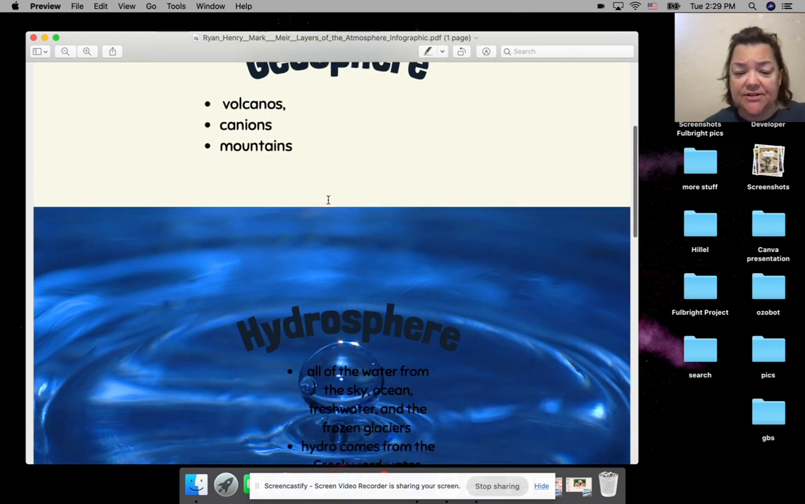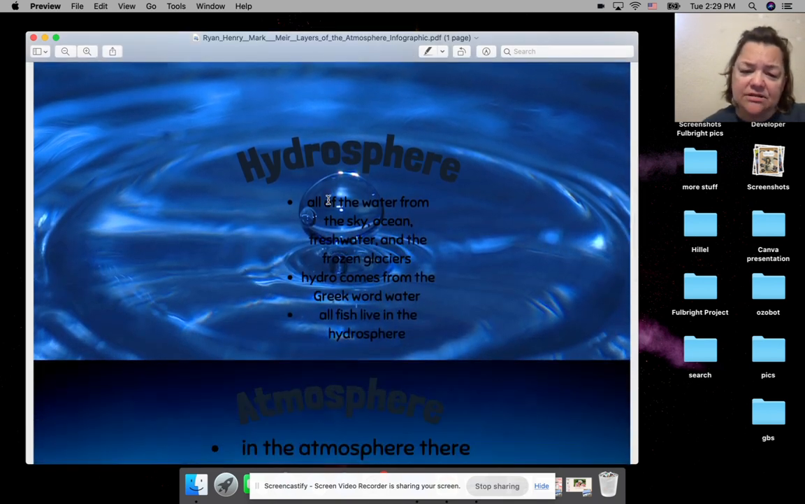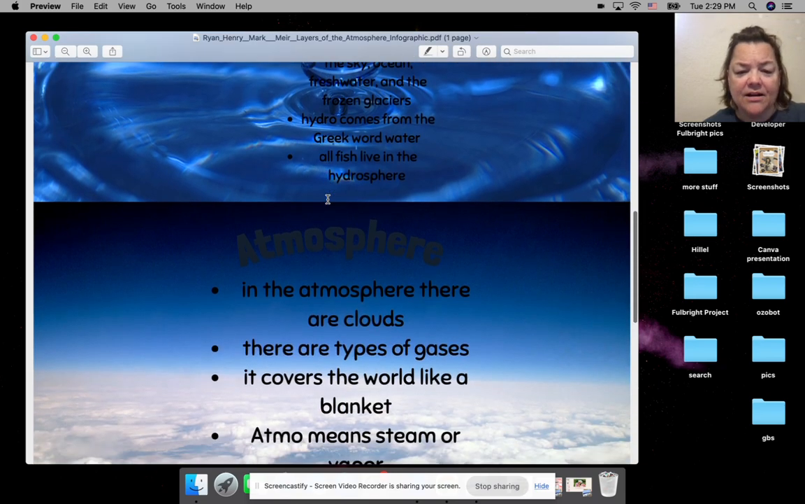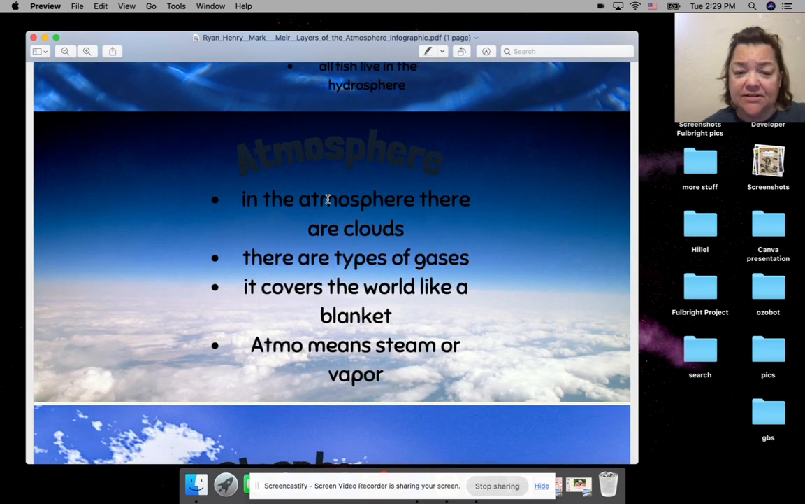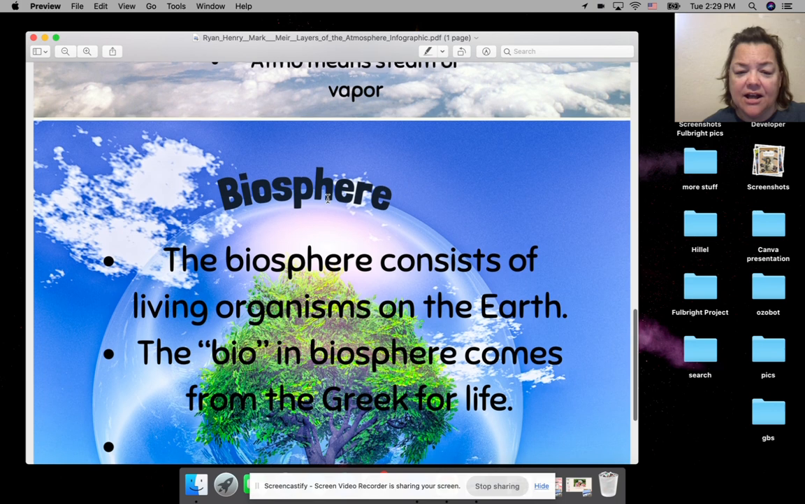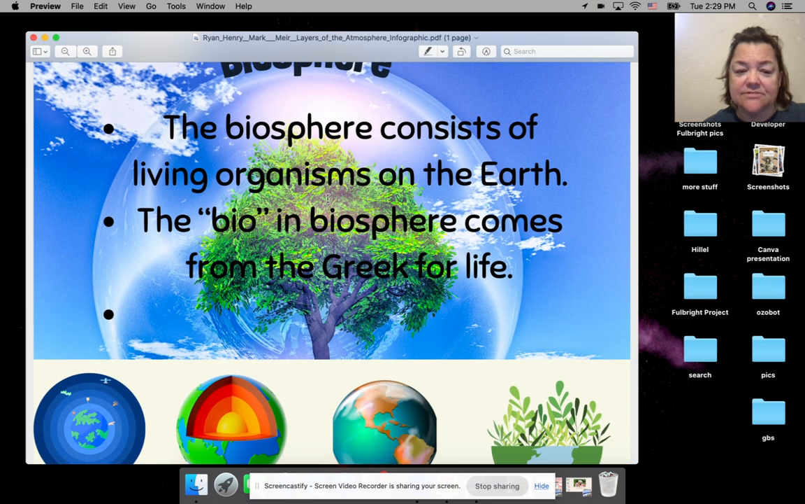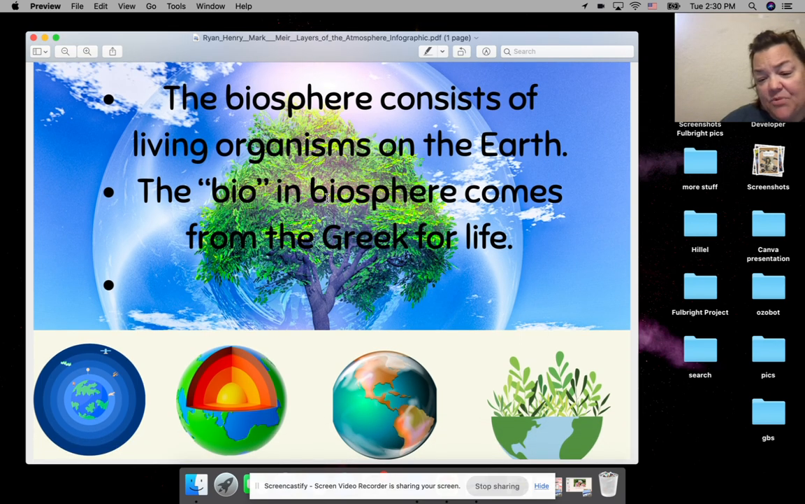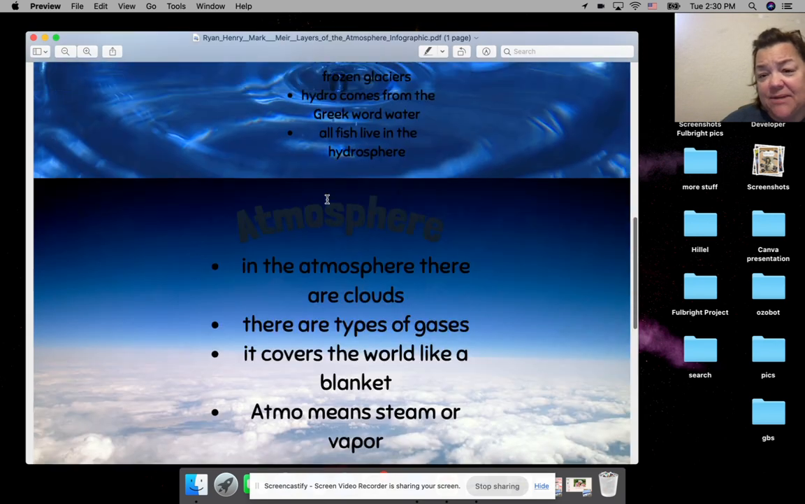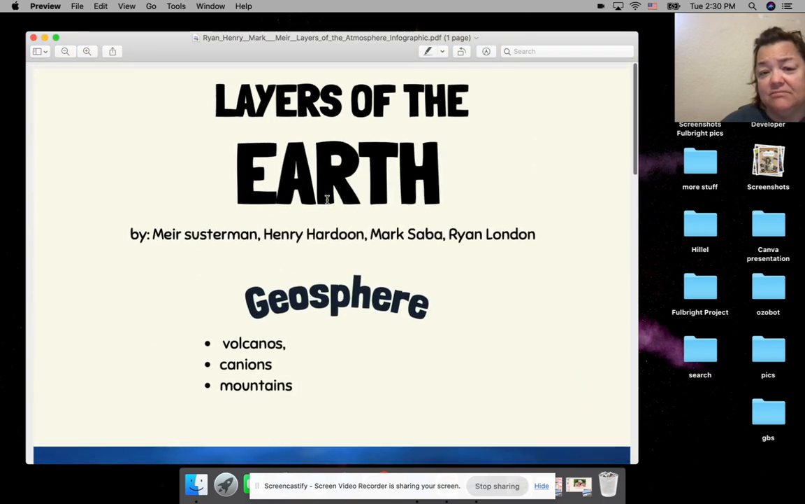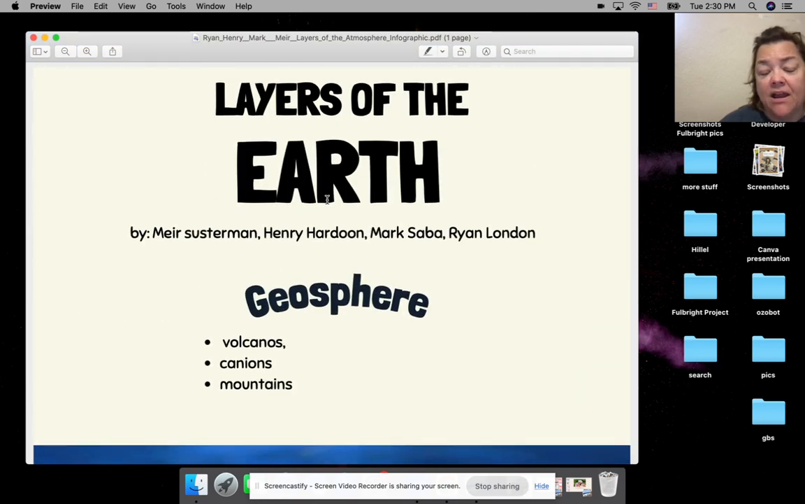So here's geosphere, hydrosphere, a little more words, atmosphere, and biosphere. Now, some of them use the Greek word because that was very big in some of the videos that they watched. And then they added some more pictures at the bottom. They didn't have to keep the picture I used. This group didn't, and that's fine.